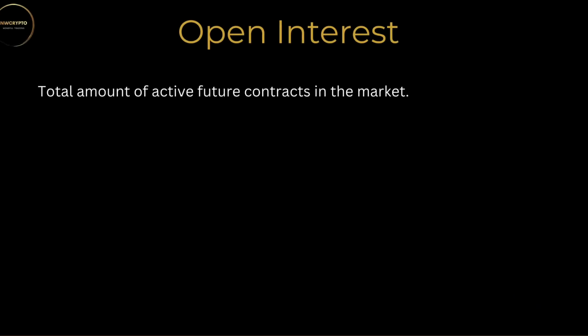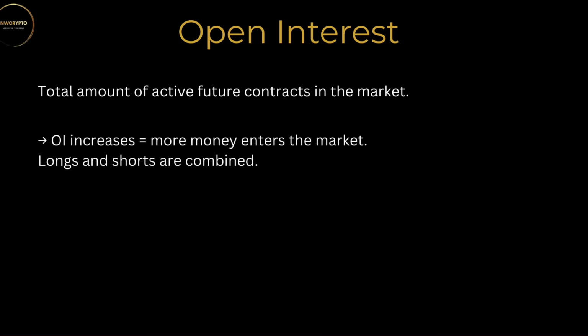So let's start with open interest. The open interest is the total amount of active future contracts in the market. This means whenever price moves or whenever time passes by and people are opening their perp positions, we see that in an increasing amount of open interest. So put very simply, the more open interest increases, the more money enters the market. However, just by watching open interest, we don't know whether this is longs or shorts. This is usually the combined number of open contracts in the market.